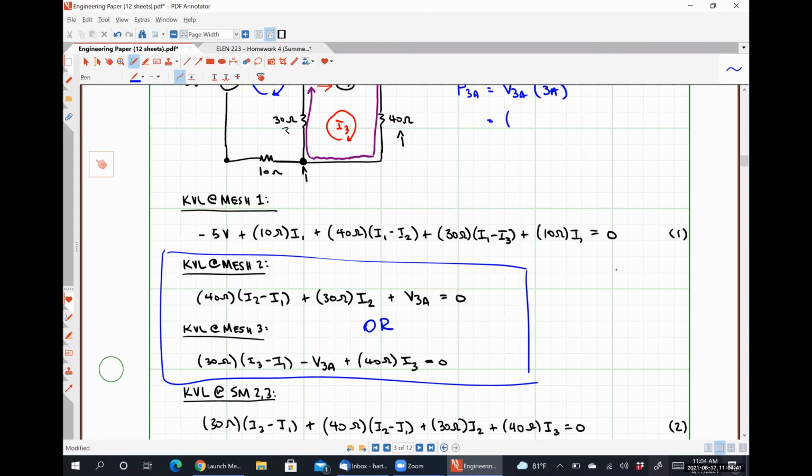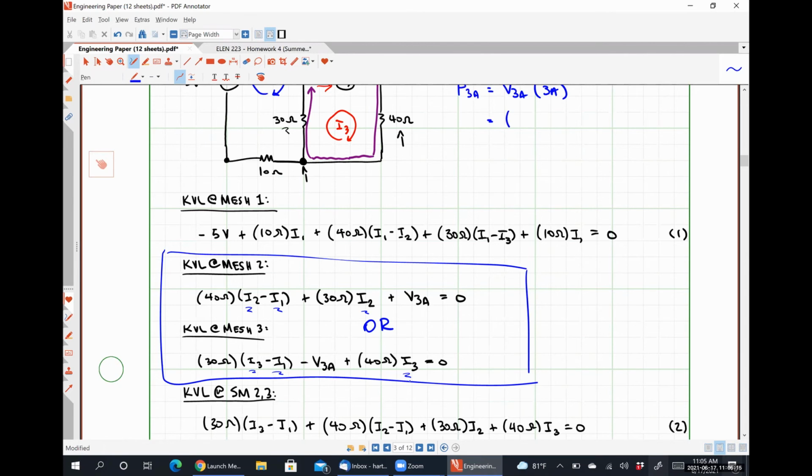So has anybody gotten an answer for V3A yet? And if we look at this guy, we know what I2 is, we know what I1 is. So that V3A thing is the only unknown quantity. Or we can use the other relationship where we know what I3 is and we know what I1 is. So the only unknown is V3A. So that's a simple one equation, one unknown thing that you need to be solving.